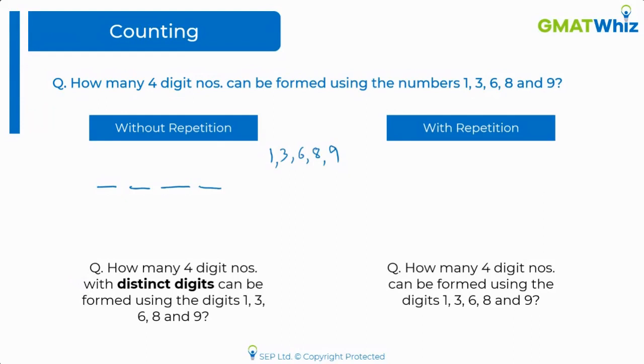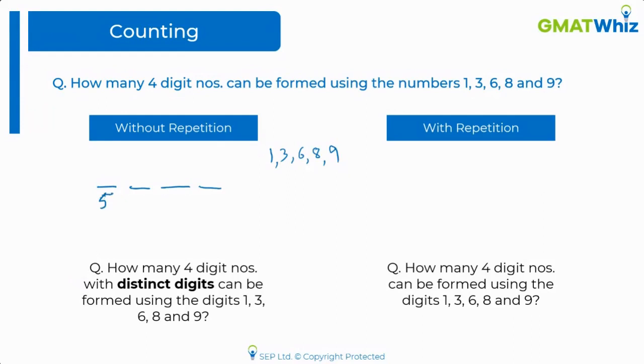Let's say if I want to start from the first place, if I want to start from here, how many ways can I fill this place? How many options do I have? I have 1, 2, 3, 4, 5 options. I can choose any of these 5 numbers. So I can fill this place in 5 different ways.